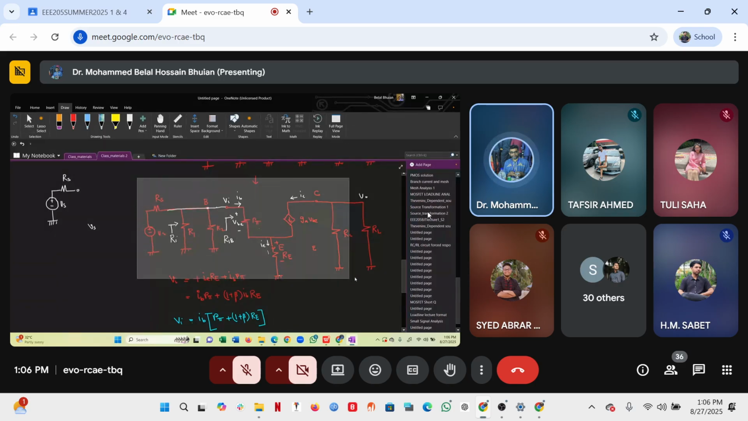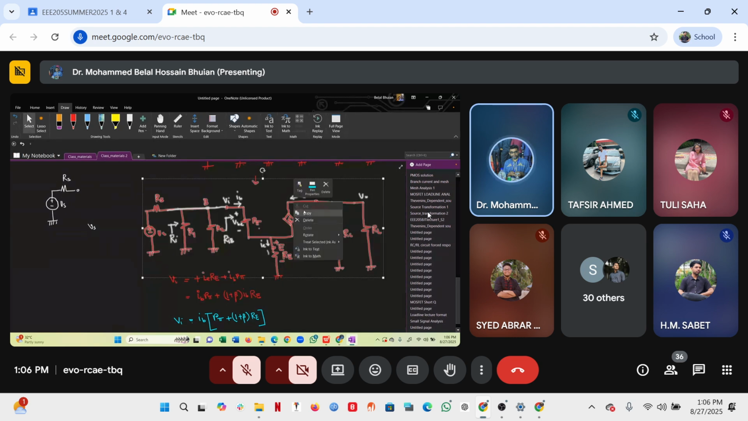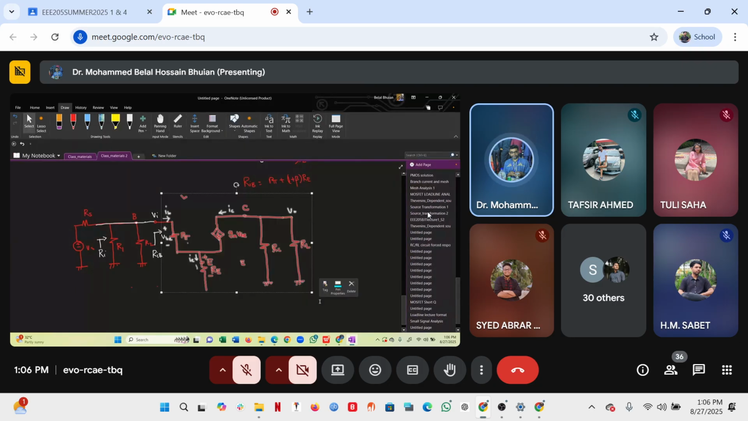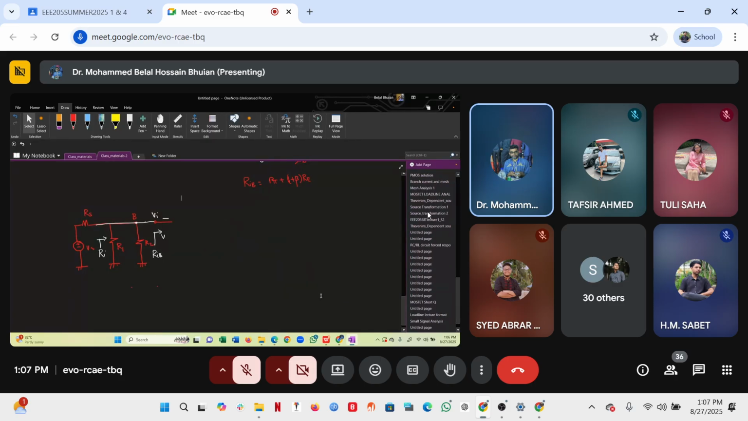So that means what I can do, I can just copy and paste the entire thing to my left. Whatever is inside the circle, I can replace it with a resistance, Rib, where the voltage is Vi and the current is Ib. So that is our Rib.